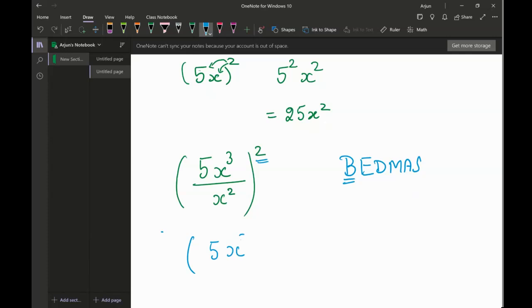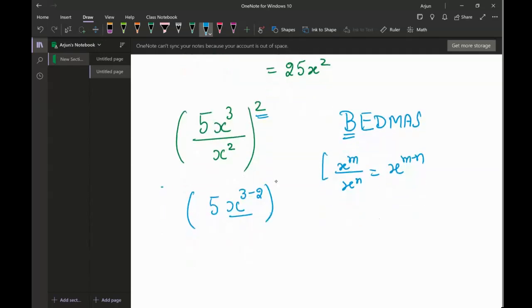I can write it as 3 minus 2, x raised to the power, since x raised to power m divided by x raised to the power n is x raised to power m minus n. This is the formula which I have used for this one. And then 5x, and then raised to the power 2, and this is going to go here, this is going to go here. Now this will become 25 and x raised to the power 2.